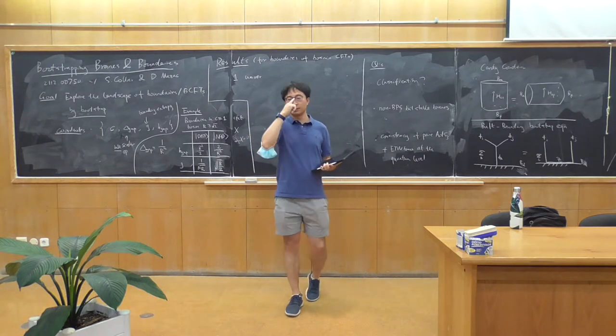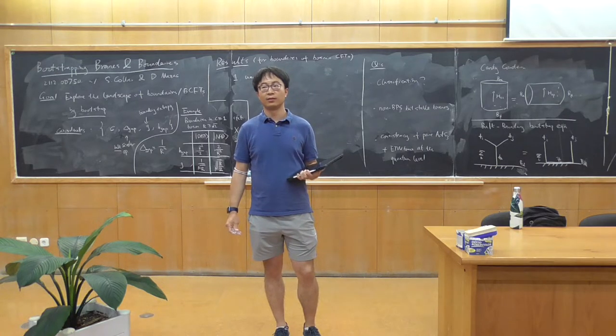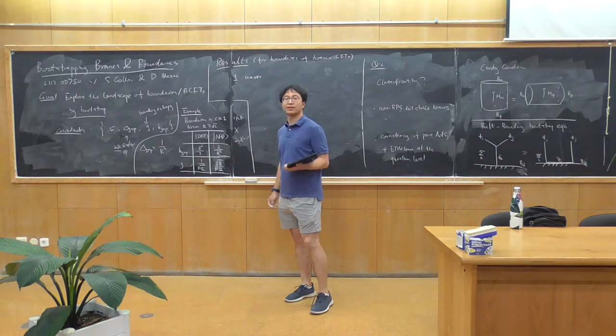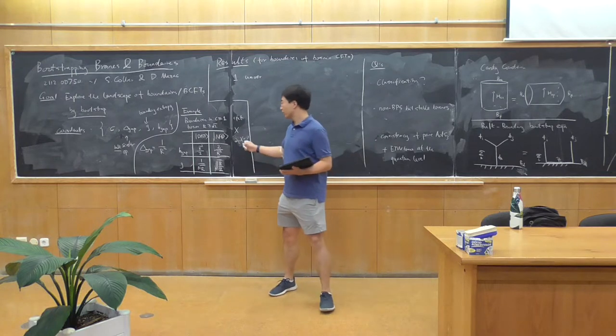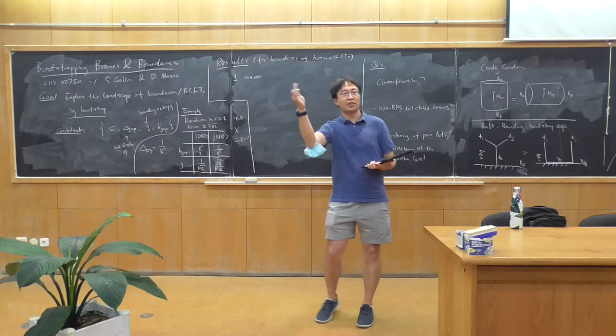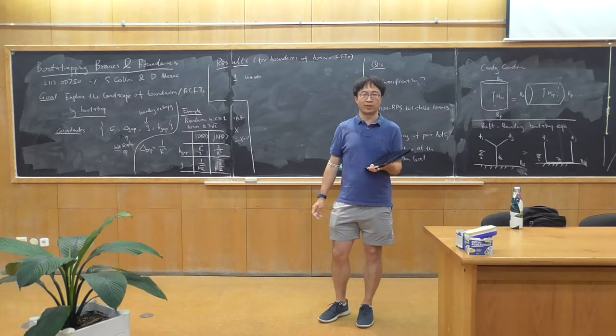Does it simply mean that you allow the X field to be not periodic, but have a shift when you go around? Yes. I mean, these are dual pictures. So if you write in terms of dual variables, it's just fixing the location, which is related to what you're saying, the phase shift in the dual variable. Okay.